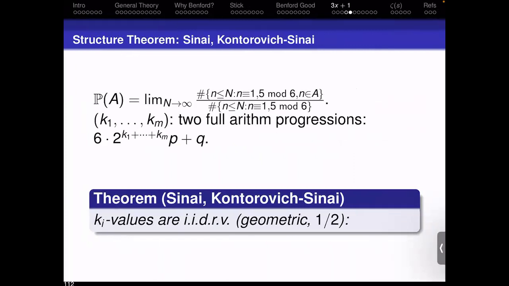And so the reason we looked at the ratio of where you are to where we expect to be is we actually had really good formulas to predict what was going on and to talk about the structure of these sets. So we have the following structure theorem due to Sinai for 3x plus 1, and then generalized by Alex for more general problems like this, that these k_i values are independent, or basically behave like independent, identically distributed geometric random variables. And in this case, with probability 1/2.